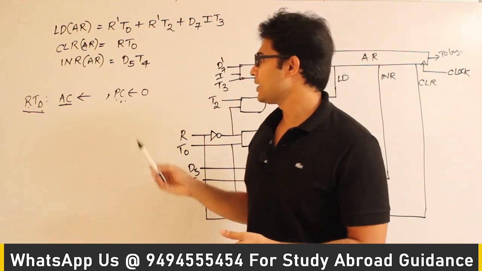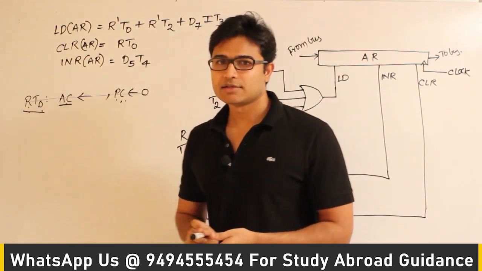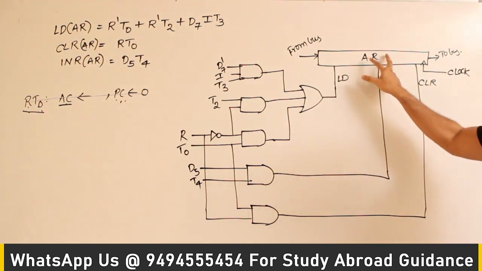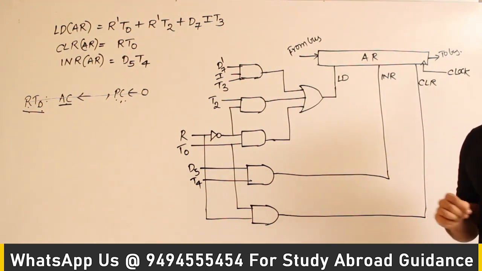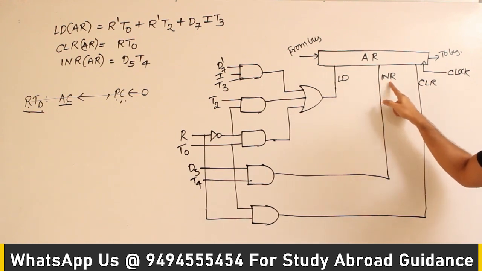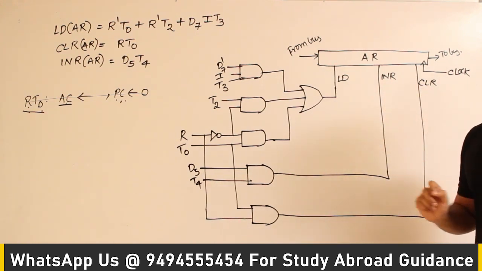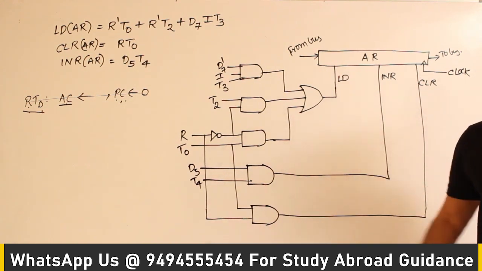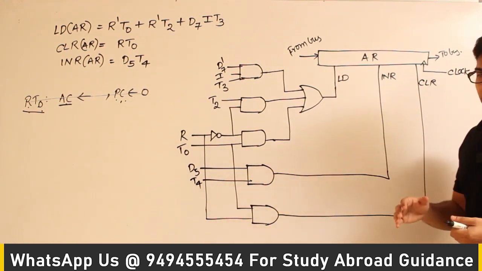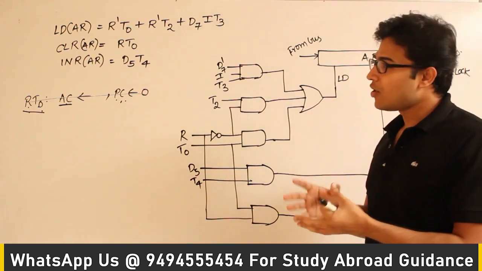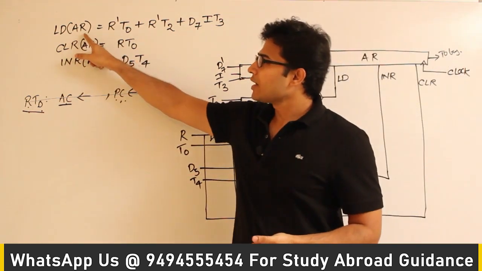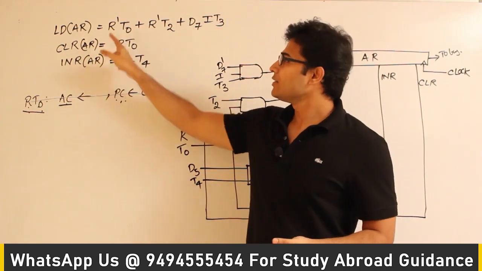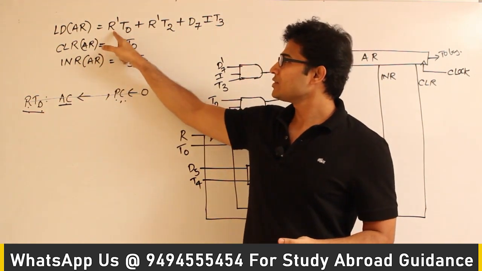One such example I am showing you is the address register. If you look at the address register, it is going to have three inputs: load input, increment input, and clear input. Depending on how we enable these, we can perform various operations, right? So if I summarize everything, the load input of AR has to be activated whenever these conditions are met, either if it is R'T0.